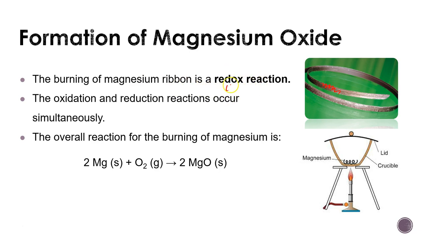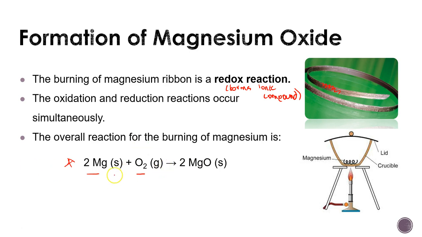We know this because it forms an ionic compound from elemental forms, so we know that they have either transferred or gained electrons. The oxidation and reduction occur simultaneously, so the overall reaction for the burning of the magnesium is given by this equation. We know that 2 Mg solid reacts with O2 gas to form 2 MgO.